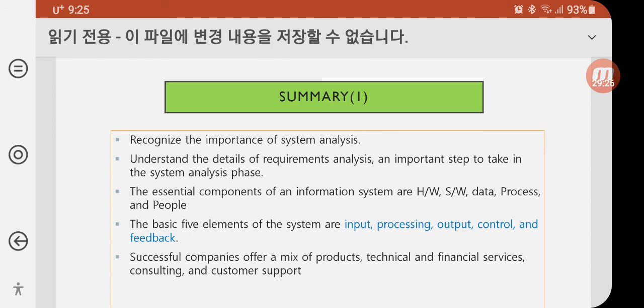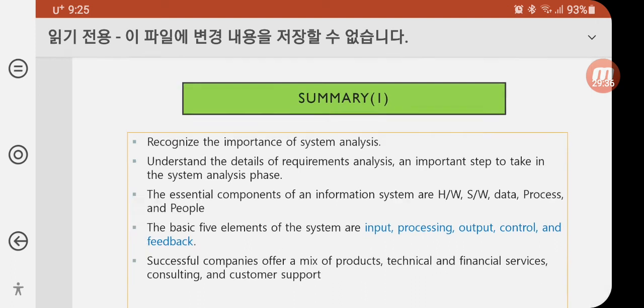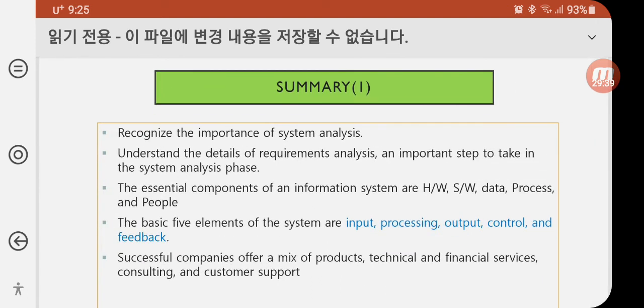We summarize this week's lectures. First, recognize the importance of system analysis. Understand the details of requirements analysis, an important step to take in the system analysis phase. The essential components of an information system are hardware, software, data, process, and people. The basic 5 elements of the system are input, processing, output, control, and feedback.